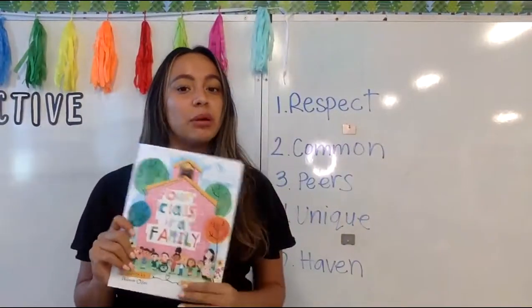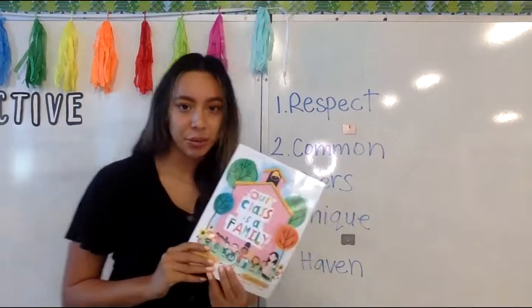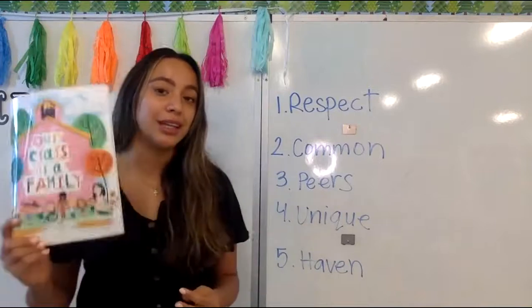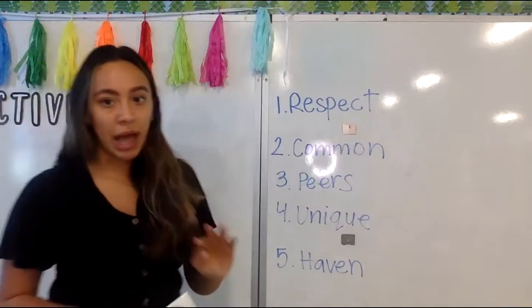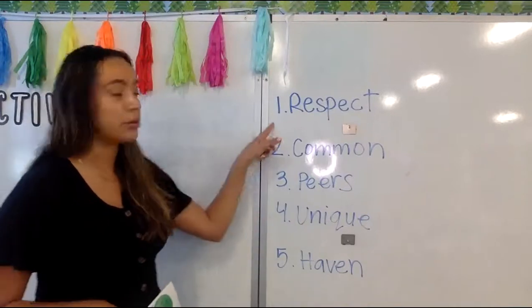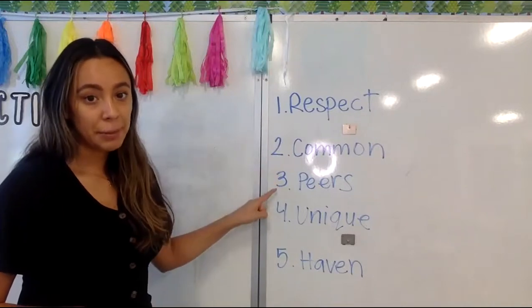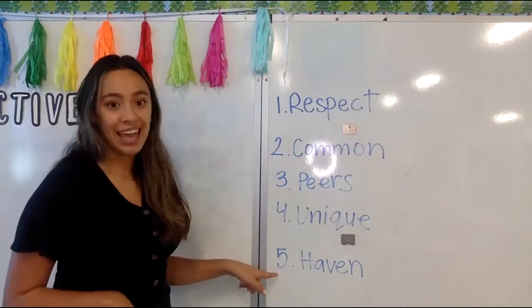So if you don't remember exactly what happened in the story, remember that I linked the read aloud in our virtual classroom to that blue book on the shelf, and you can listen to it again and again. Okay, so I want you to remember our 5 words for this week are respect, common, peers, unique, and haven.